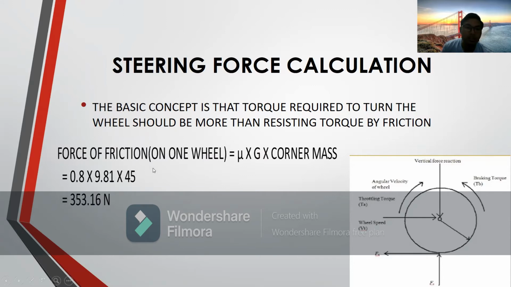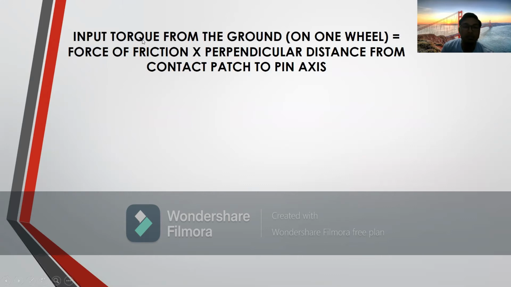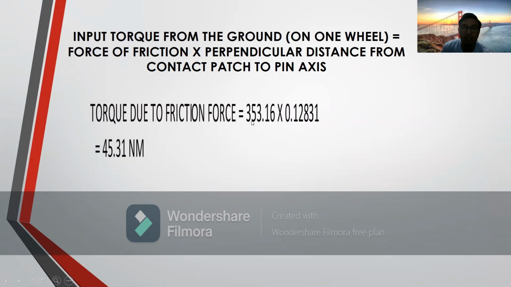Force of friction on one wheel equals mu times gravity times corner mass. That is 0.8 times 9.81 times 45, equal to 353.16 Newton. Then the input torque from the ground on one wheel equals force of friction times the perpendicular distance from contact edge to pin axis. That is 353.16 times 0.12831, equal to 45.31 Newton meter.